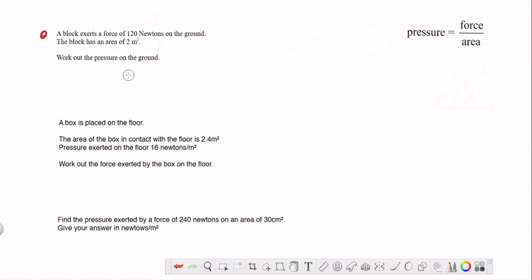In this video, I'm going to talk about pressure. Okay, and the formula is given to you on the right. Force divided by area is pressure. There's an alternative way of writing this, by drawing a triangle.